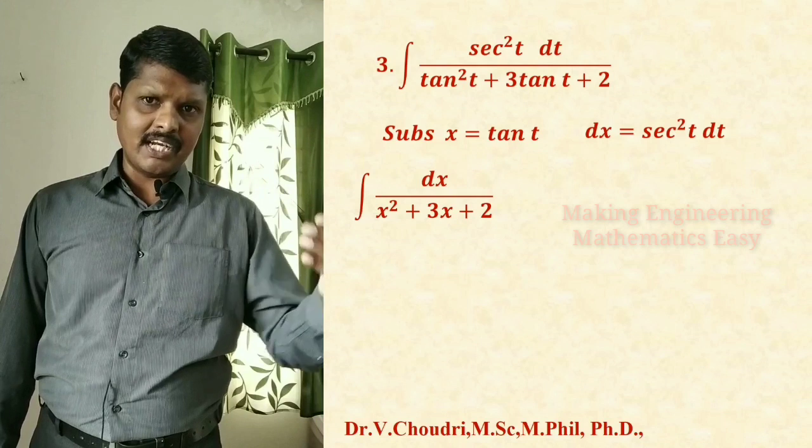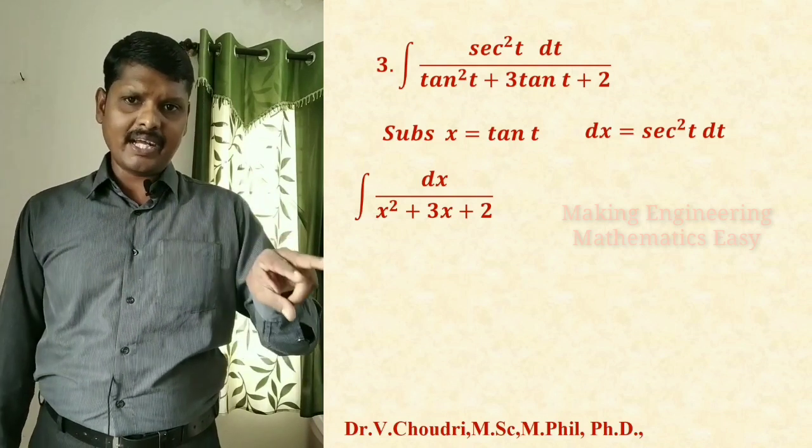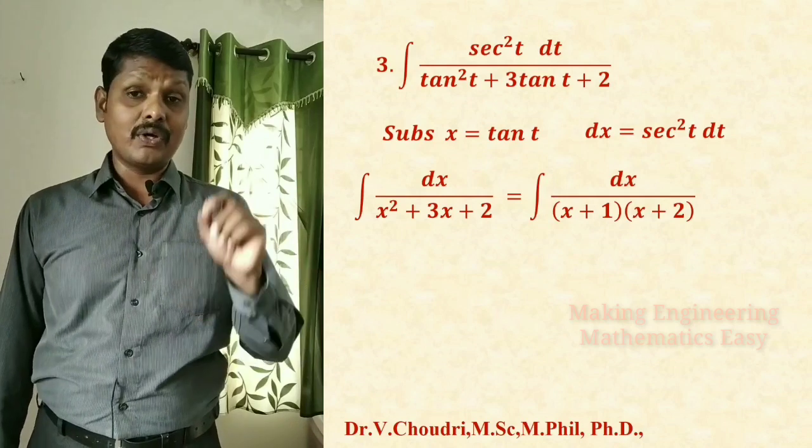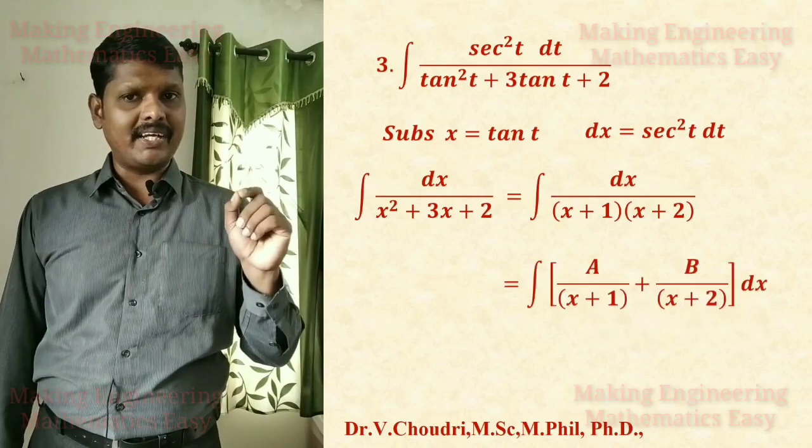Now the substitution method leads to some other form. Now the denominator easily factorized by x plus 1 into x plus 2. Therefore, using partial fraction, you may get the result.